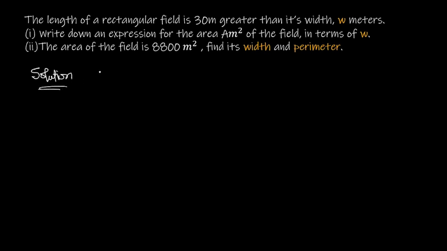So we're told that the length of a rectangular field is 30 meters greater than its width, W. So the width of the rectangular field is W in meters, and the length of the field is 30 meters greater than the width, so it should be 30 plus W. This gives us the length of the rectangular field.